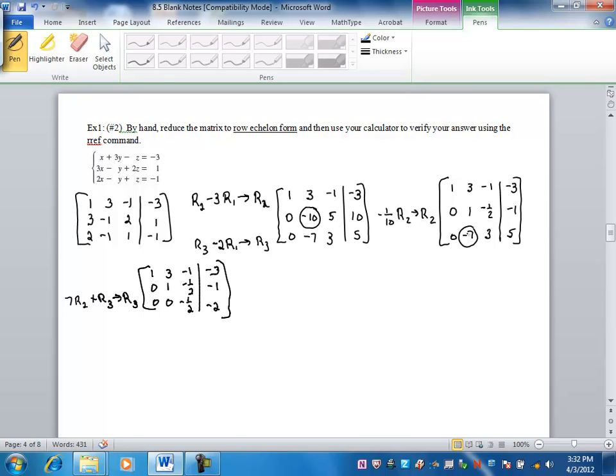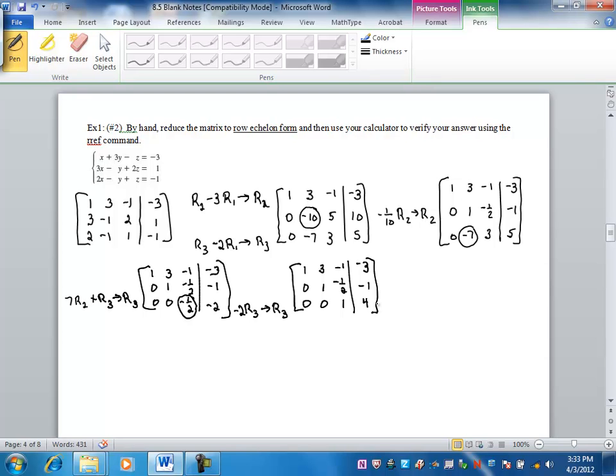And now what I need to do is make this element into a 1. I'm going to take the row 3 that I have now, multiply it by negative 2, and that will become my new row 3. So the top row stays the same. 1, 3, negative 1, negative 3. 0, 1, negative 1 half, negative 1. And then now we're going to multiply by negative 2. Negative 2 times 0 is 0. Negative 2 times 0 is 0. Negative 2 times negative 1 half is 1. And negative 2 times negative 2 is 4.